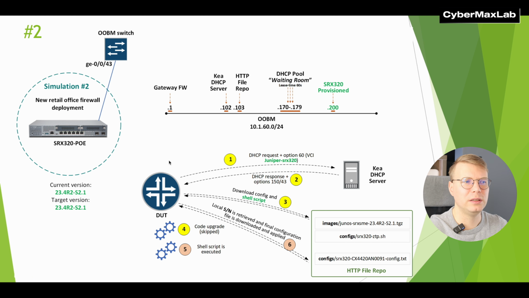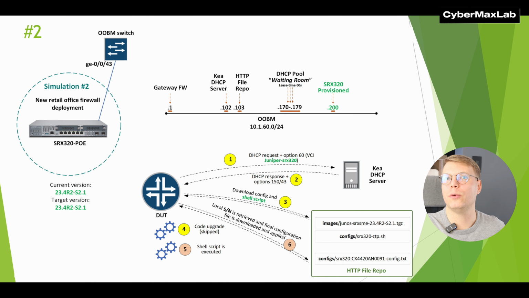There will be a little difference between this one and the previous scenario. Number one, the SRX will be sending DHCP requests to the DHCP server. But in this case, as you probably remember if you watched video number 1 for ZTP, the SRX does not send its serial number to the DHCP server. It is sending Juniper and then dash SRX 320 and the specific model, and that's it. It doesn't send the serial number. What it means for us is that the DHCP server will not be able to uniquely identify this device.